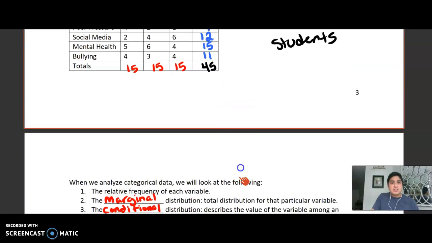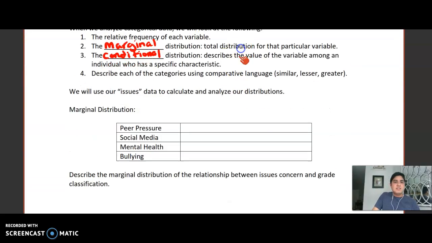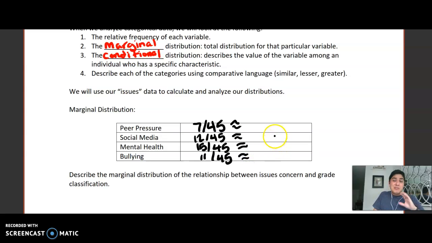So peer pressure, we had a total of 7 students. So we're going to have 7 out of 45. And that's going to give us an approximate value. Here for social media, we had a total of 12 out of 45. And I'm going to assume you can figure out the rest here. So I'm just going to give these approximately symbols. In AP statistics, at a minimum, you need a fraction, and you don't need to simplify, but you do at least need the fraction.